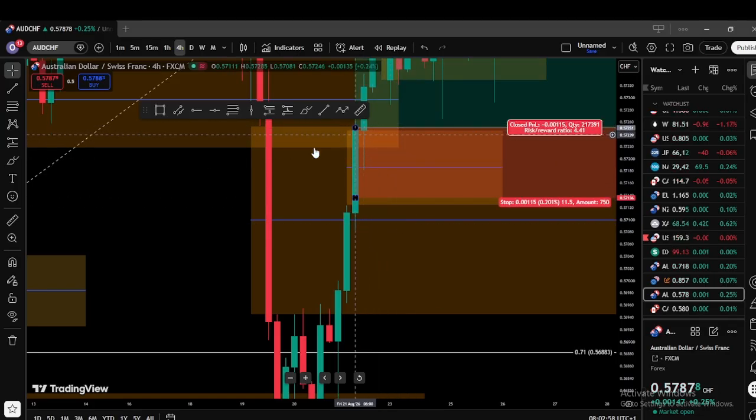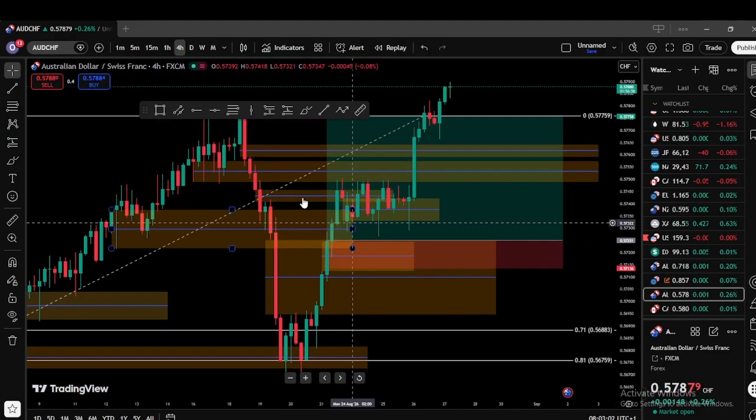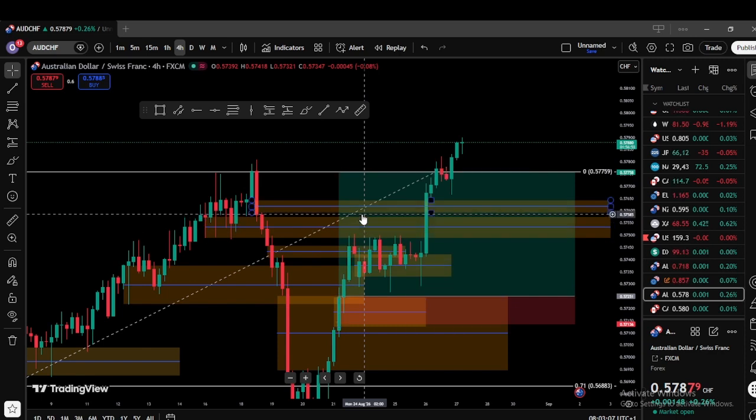So I placed the trade here, and then my profit target, like I mentioned, was this particular high right here, which was like a 1 to 4 trade, right?